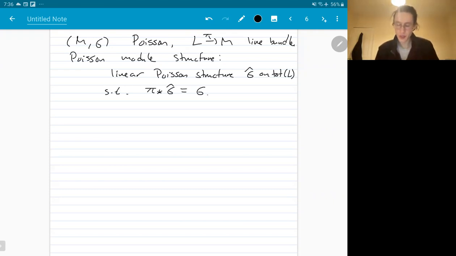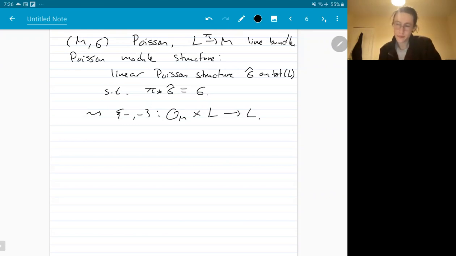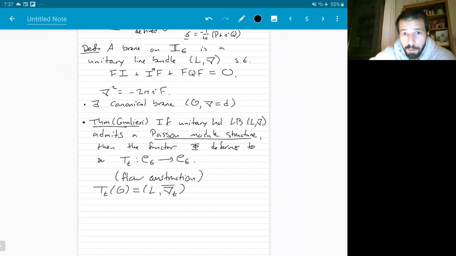So in particular, this allows you to bracket functions on M with sections of L. It produces a bracket of functions on M times sections of L to L. Because you can imagine that you pull a function back to L, and then you use the Poisson bracket on L. Does that make sense? Yep. Can you go one moment to the previous slide? Yeah, thanks.